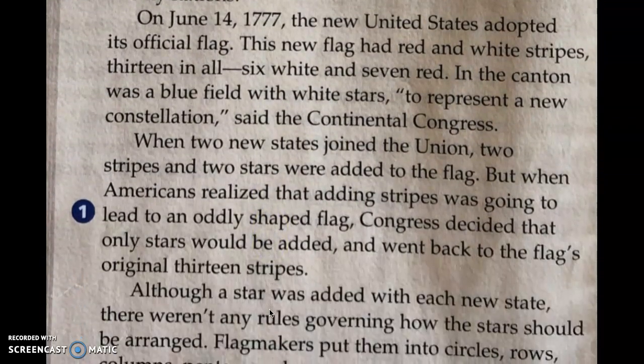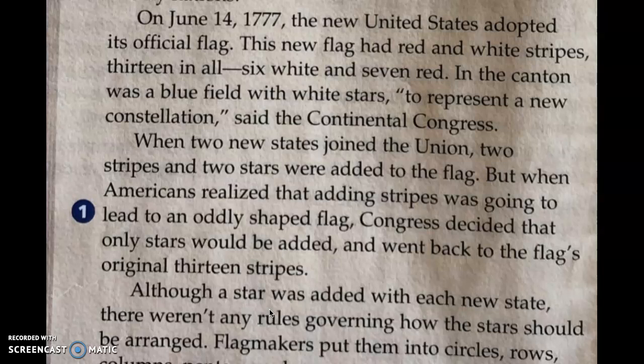On June 14, 1777, the new United States adopted its official flag. This new flag had red and white stripes, 13 in all, 6 white and 7 red. In the canton was a blue field with white stars, to represent a new constellation, said the Continental Congress. When 2 new states joined the Union, 2 stripes and 2 stars were added to the flag.